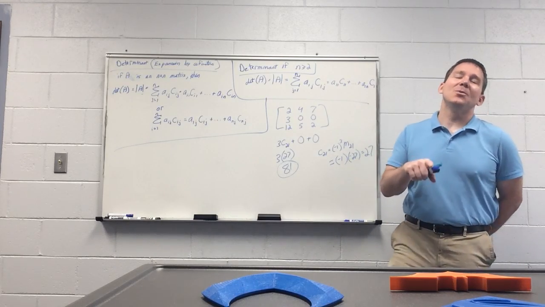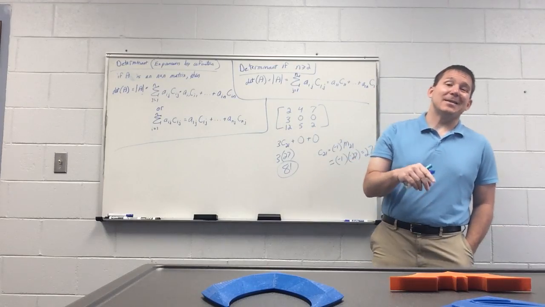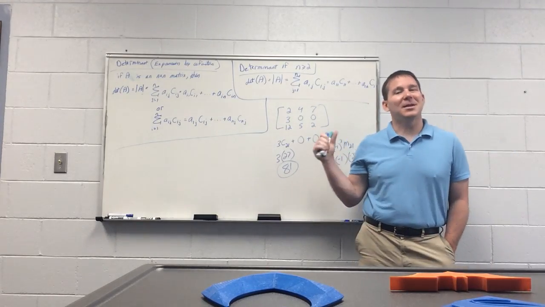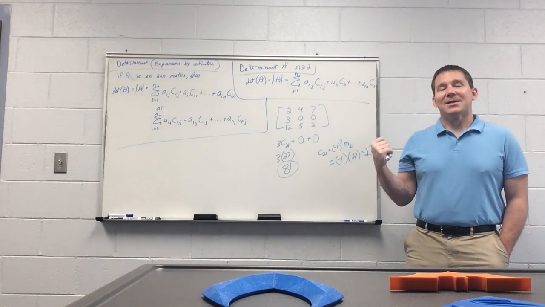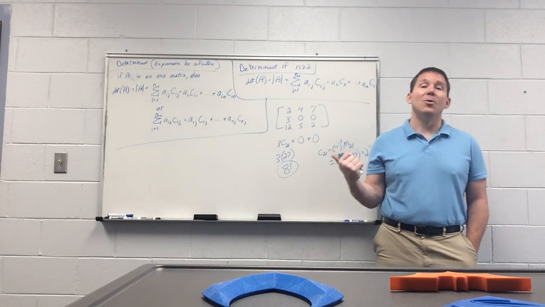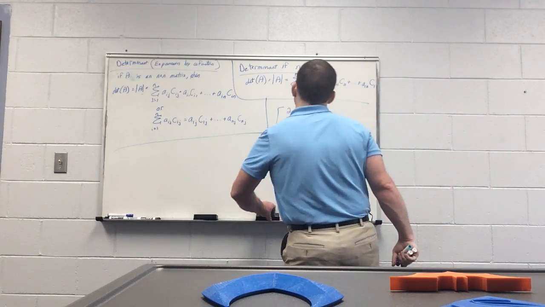Which is essentially what's going on here. This idea that the determinant is invariant, it's always the same for all of these matrices, and it doesn't matter how you calculate it, as long as you calculate along a row or a column.